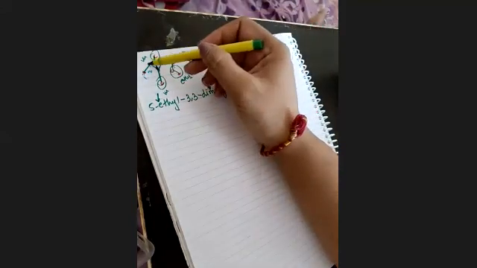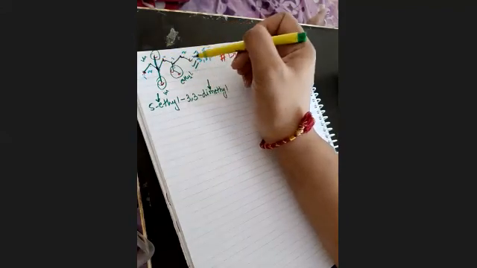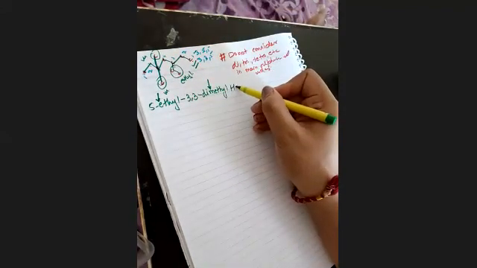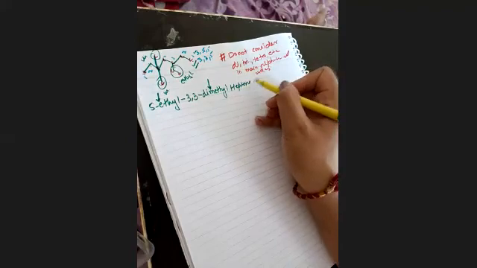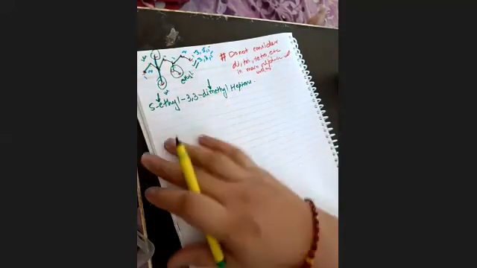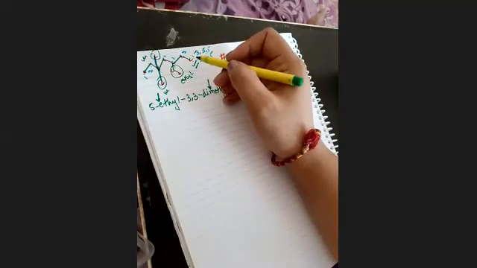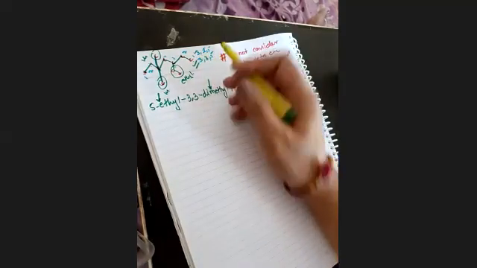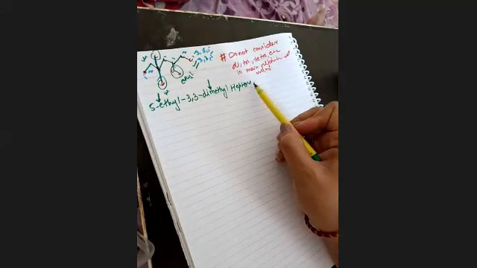Since 8 carbons were there, 1, 2, 3, 4, 5, 6, sorry, 1, 2, 3, 4, 5, 6, 7. 7 carbons were there, so this will be heptane. Clear? 7 carbons थे ना यहाँ पर, 7 carbons were there, so this will be heptane. Got it? Yes? Is there any doubt? Okay, so we will continue with the same.